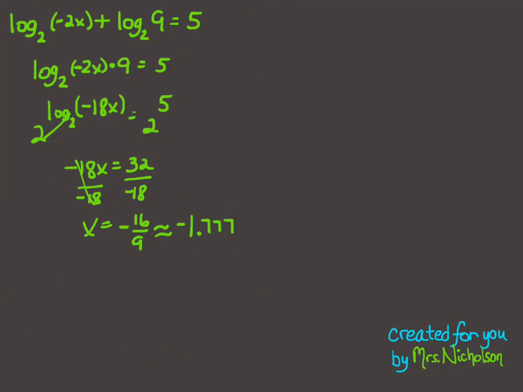If you were successful, you should have ended up on this one with negative 16/9, or approximately negative 1.77. So we just started out again by applying that product property, multiplying the negative 2x times 9 to give us negative 18x. Now this one we didn't have logs with like bases on both sides. I had to make both sides an exponent on 2 so that I could cancel out the log base 2. 2 to the 5th is 32, and I had negative 18x on the left side. And I'm going to divide both sides by negative 18, and that's how we end up with our answer.